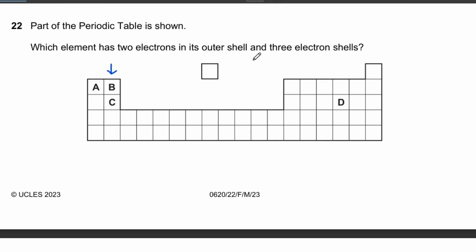So we use the next information, which is it has 3 electron shells. Number of electron shells determines the period. So this is period 1, period 2, and period 3. So therefore our answer is C. Why is it C? Because C is in group 2. How do we know? 2 electrons in the outer shell. And it is in period 3. How do we know? 3 electron shells. Number of electron shells is the period that an element belongs to.